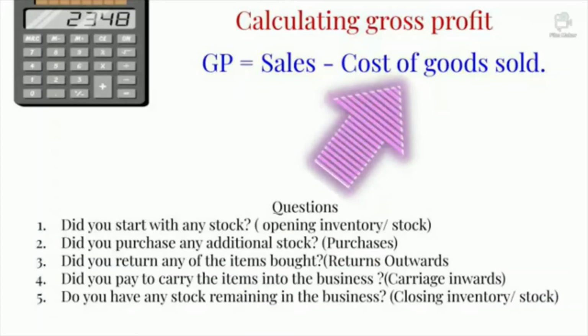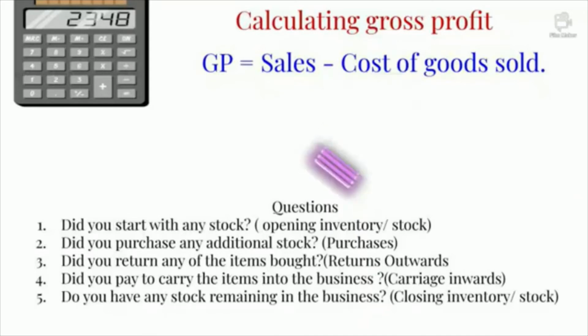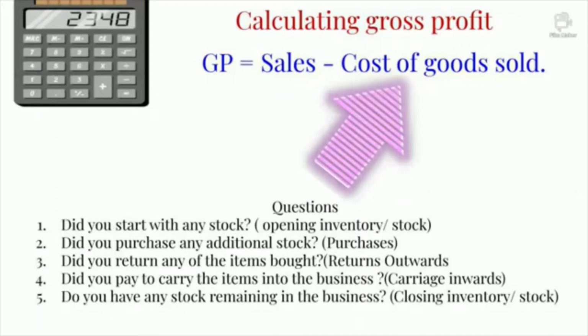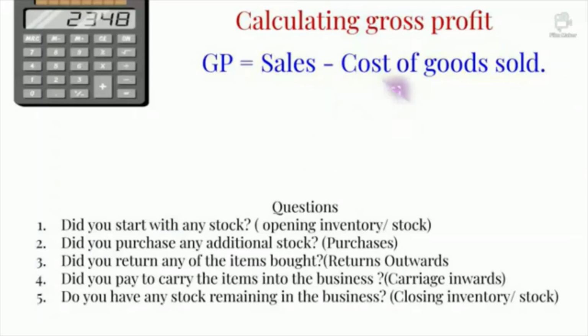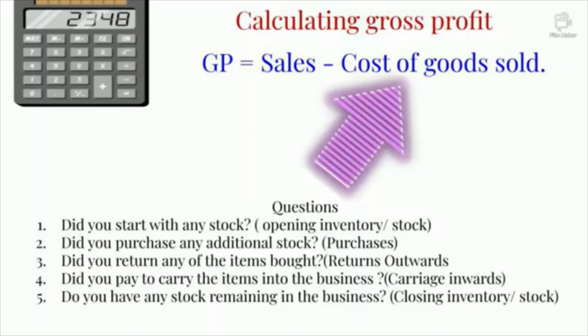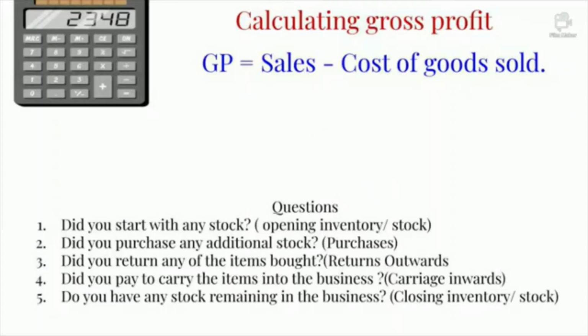Question 2. Did you purchase any additional inventory? Here we are referring to purchases. If you have, then you will add your purchases. Question 3, did you return any of the items bought? Directly, we are speaking to returns outwards. And remember, returns outwards is where the business returned the goods to the suppliers. Therefore, it will reduce the purchases. By reducing, we will subtract returns outwards from purchases.